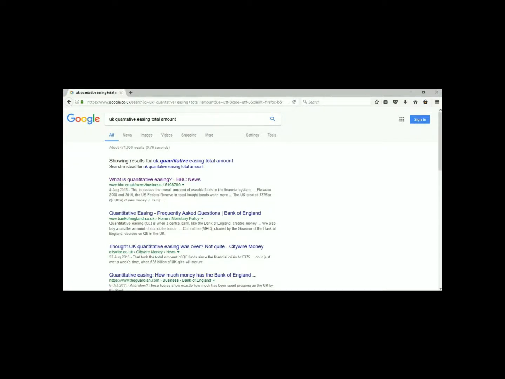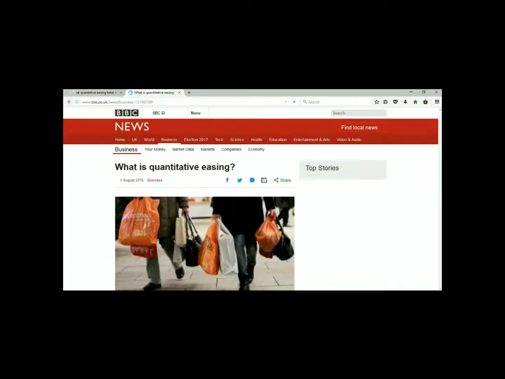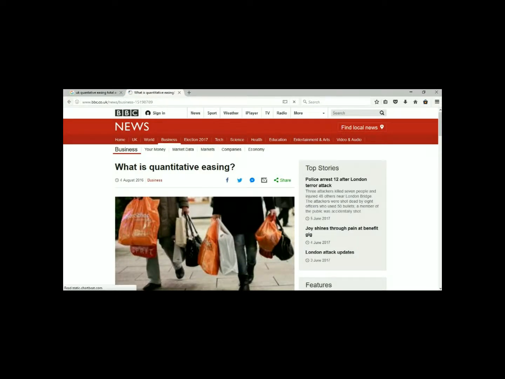As you can see, you've got what is quantitative easing with the BBC News. Quantitative easing, frequently asked questions, Bank of England. Thought UK quantitative easing was over, not quite, City Wire money, and so on. So let's have a little look at this, what is quantitative easing, BBC News. So just click on that now. Right, what is quantitative easing?